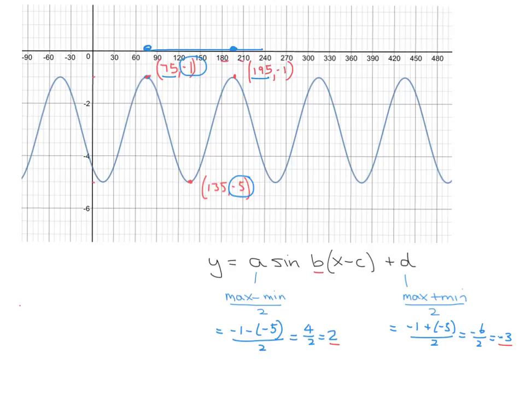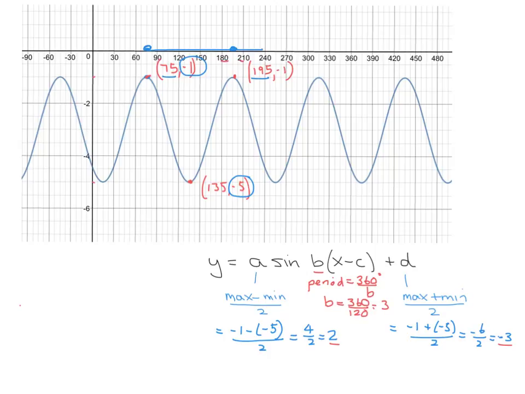And we know that period equals 360 over B. So B will be 360 over the period. The period's 120, and therefore B will equal 3.